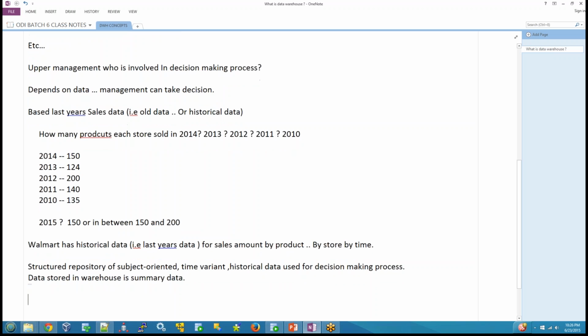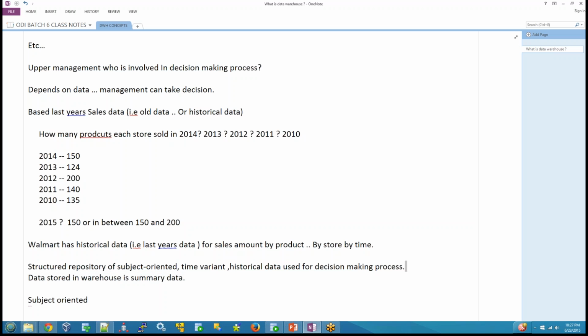If anybody asks you what is a data warehouse, the data warehouse is nothing but a collection of data. What type of data is it? The collection of subject oriented data, that means the data belongs to sales. Everybody clear with the definition of the warehouse? The structured repository of subject oriented data, time variant data, the historical data used for a decision making process.